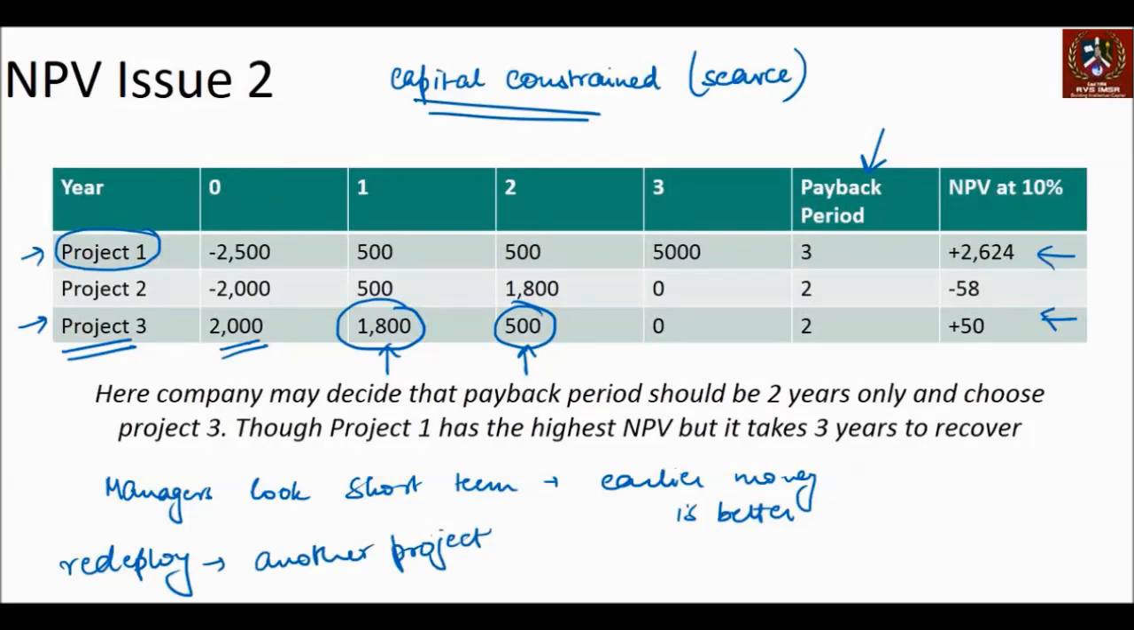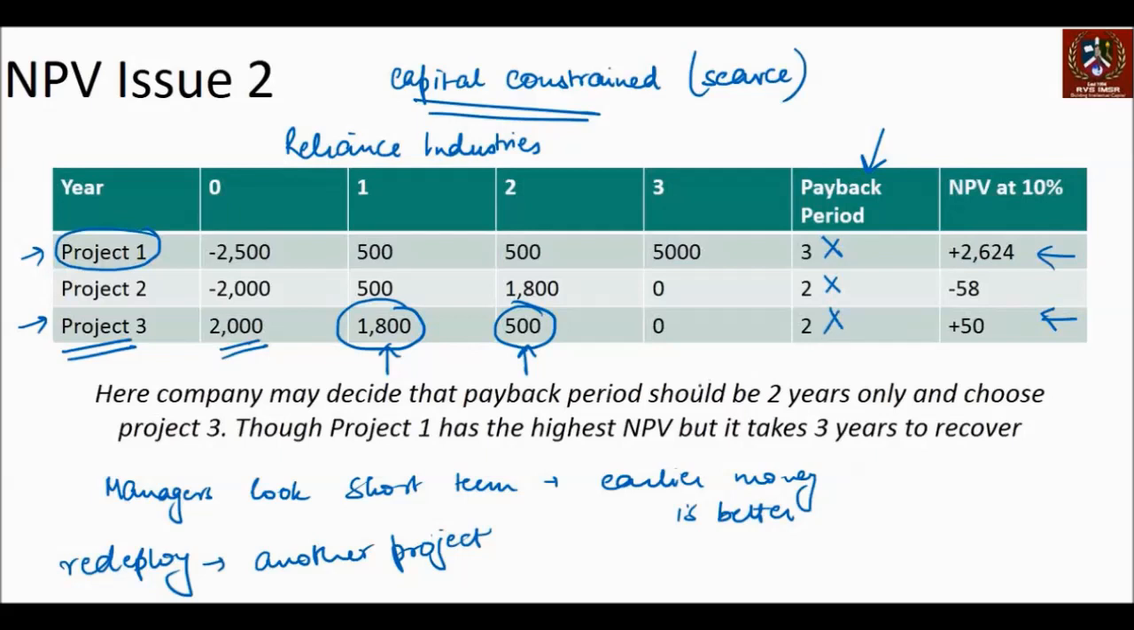However, if it's a large firm, let's say a large firm like Reliance Industries, in that case, there isn't really any constraint on capital. They will get whatever capital they want, either from the share market or from the banks. In those cases, you should be trying to maximize the NPV, regardless of what the payback period is.